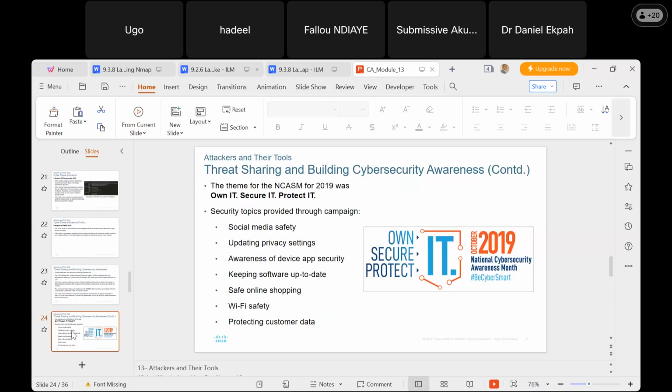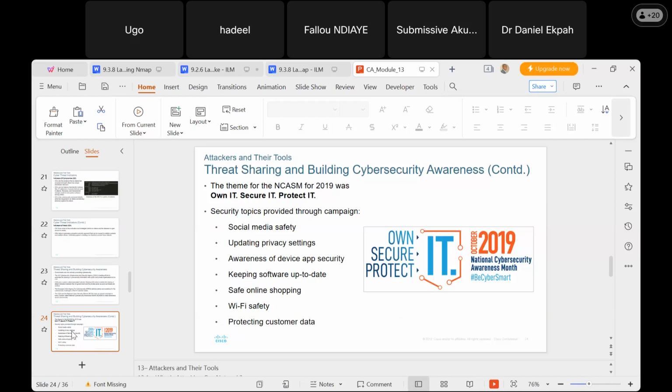So here we're looking at threat sharing and building cybersecurity awareness. So the theme for NCASM for 2019 was Own IT, Secure IT. That's you own IT, you secure it, and then protect it. And these are the security topics provided through the campaign.